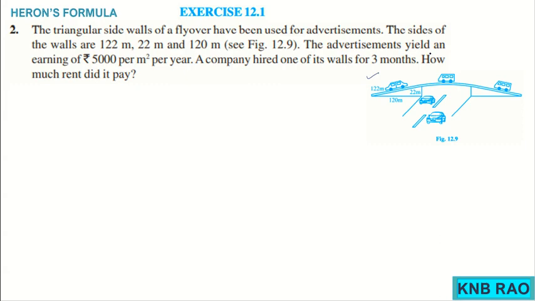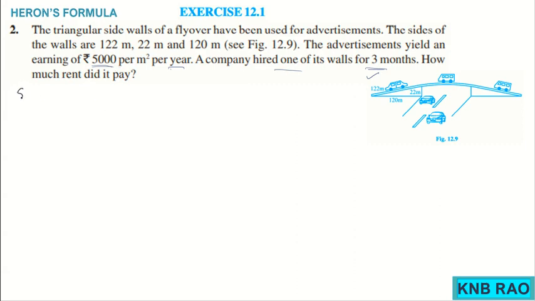So, the advertisement yields an earning of 5,000 rupees per meter square per year. So, for 1 year per meter square, that company whichever goes for advertising it should pay 5,000 rupees. A company hired one of its walls, only one wall they have hired, but not for 1 year, they hired for only 3 months. So, how much rent did it pay?